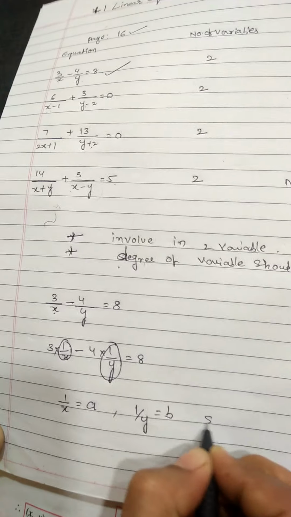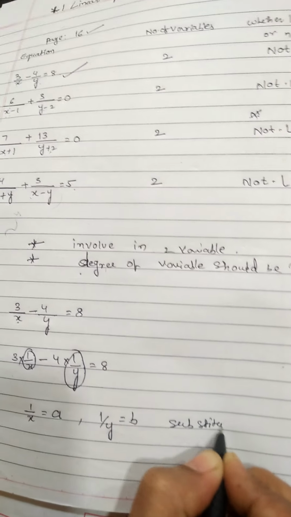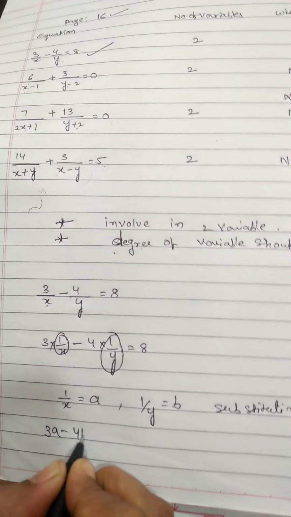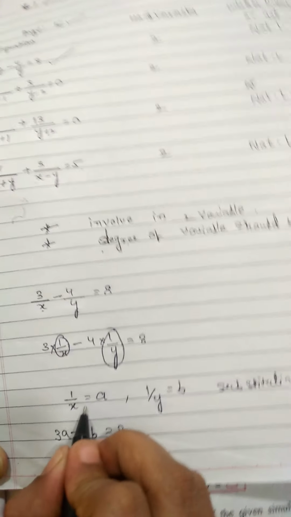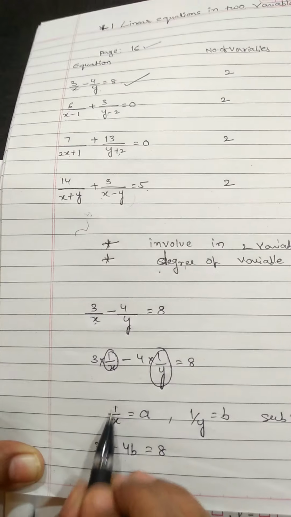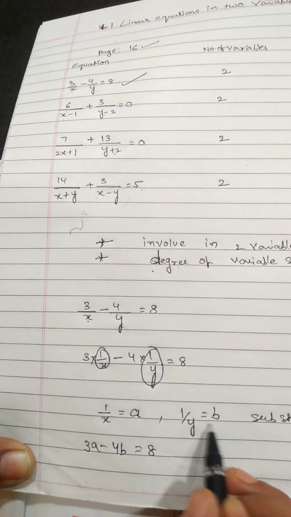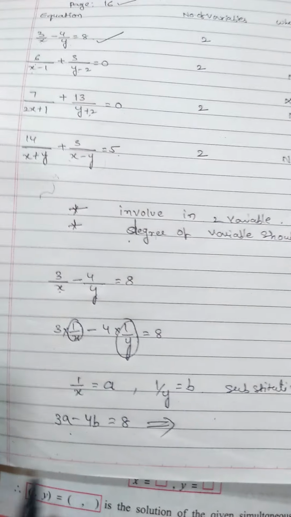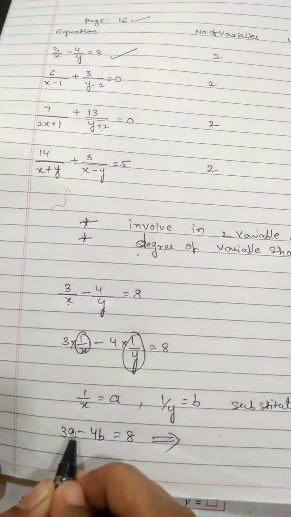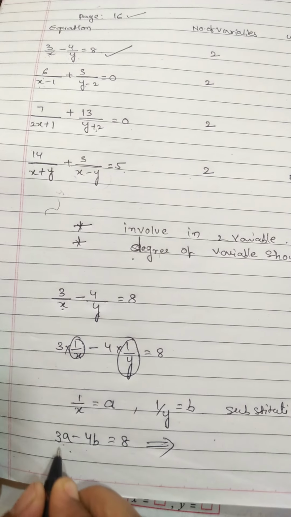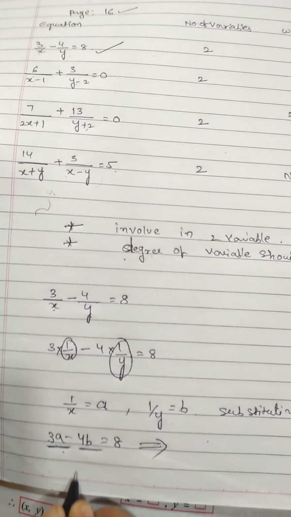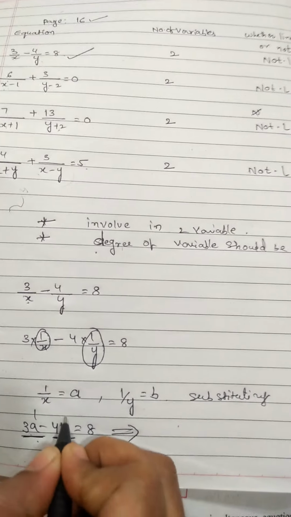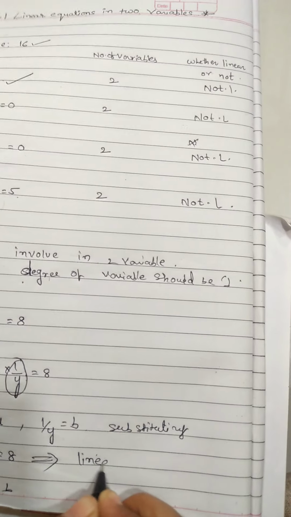Substituting, what we get here is 3a minus 4b is equal to 8. By substituting 1 upon x equal to a and 1 upon y equal to b, we get this equation in the form of a linear equation. In this equation, what are the variables? They are a and b, and the degree of the variables is 1 and 1. So it is a linear equation.